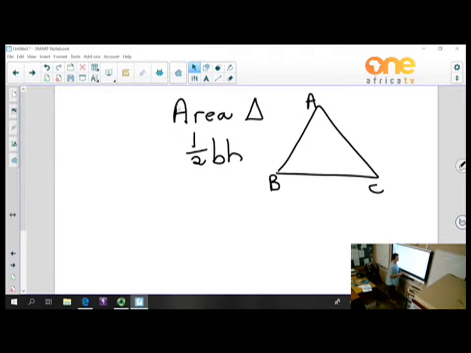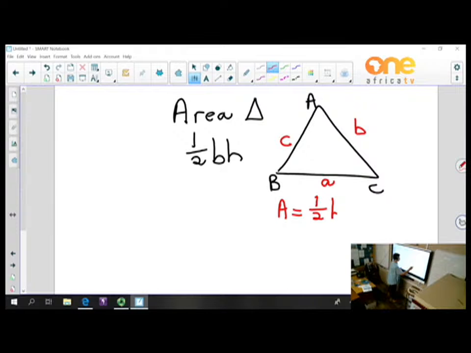Before we start with that, you first need to understand the following. We label the side opposite the angle with a small letter. So that is side a, this is side b, and this is side c. The formula that we're going to use for the area of any triangle is half bc sine A. If you look carefully, it's always two sides and the included angle that we use to calculate these areas.